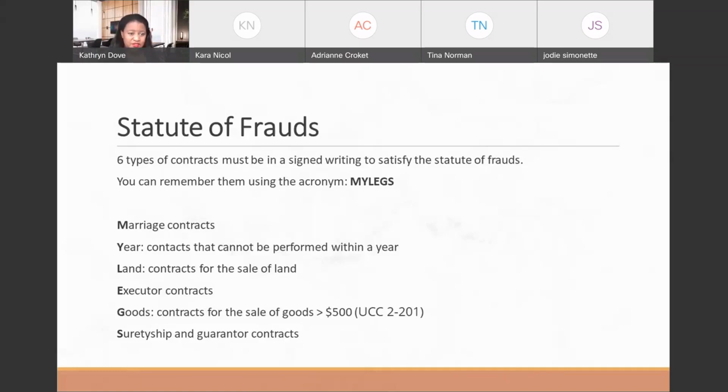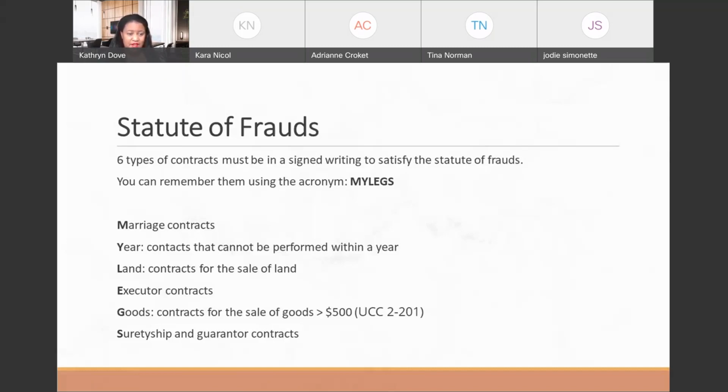So any contract for the sale of land, has anyone here ever bought a house or signed a lease, Tina? Was that an oral lease? Was that an oral purchase of your house? What did that involve, Tina? Yes, it was a written contract, where you had to sign it. So any contract for the sale or lease of land must be in writing to satisfy the statute of frauds.